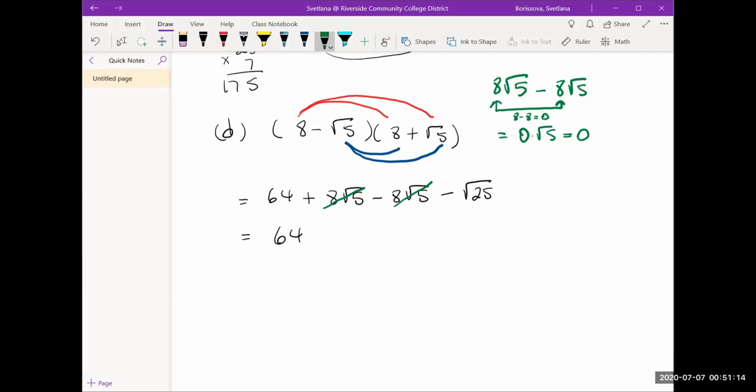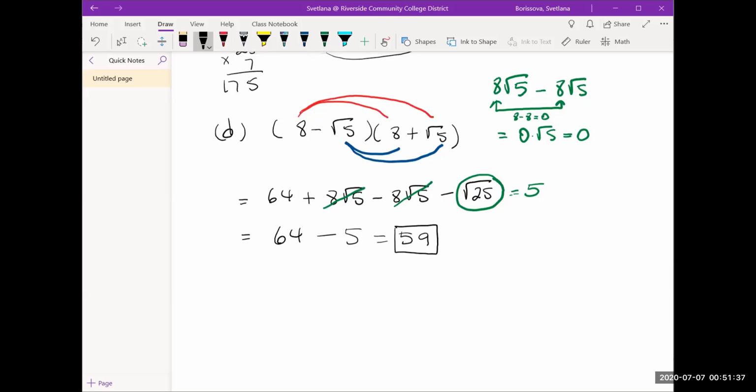Okay, so that's that. And then the last one was square root of 25. I hope you recognize that one. That's just 5. So that means that we get 64 minus 5. Well, that I can calculate. 64 minus 5, that's 59. And we ended up with 59.